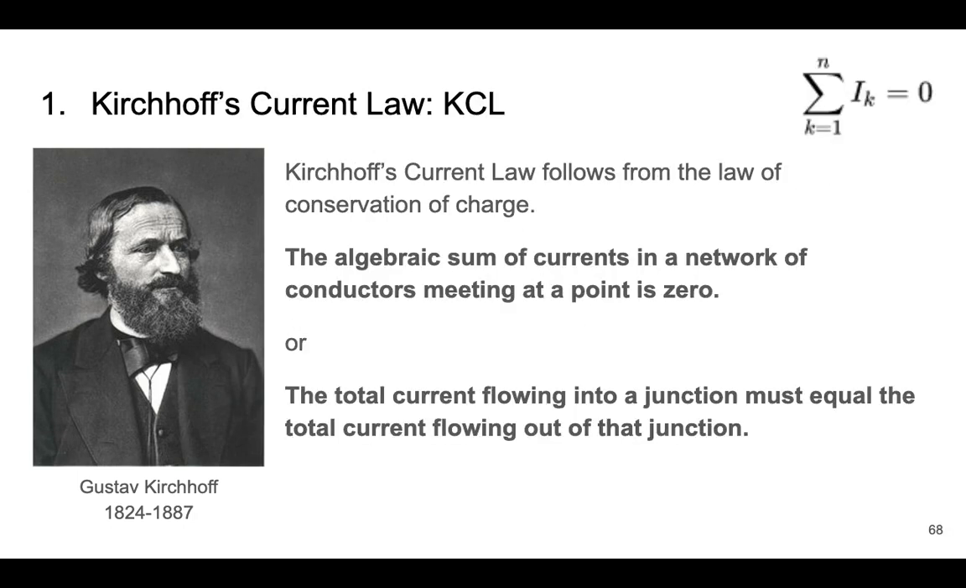So the first one, KCL, the current law, follows from the law of conservation of charge. If you have charge moving into one place, charge is neither created nor destroyed, which means all of that charge needs to go out of that place. So two ways of stating that. The algebraic sum of currents in a network of conductors meeting at a point is 0. I don't actually like that way of thinking of it. I like this way, the more plain English way. The total current flowing into a junction must equal the total current flowing out of that junction. That's more useful to me.